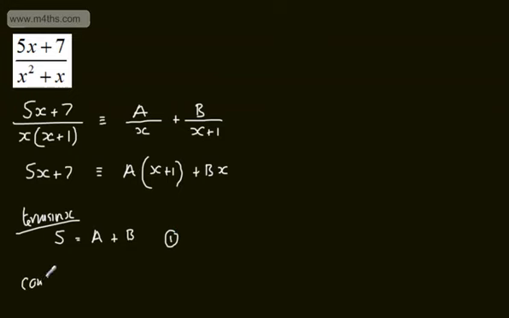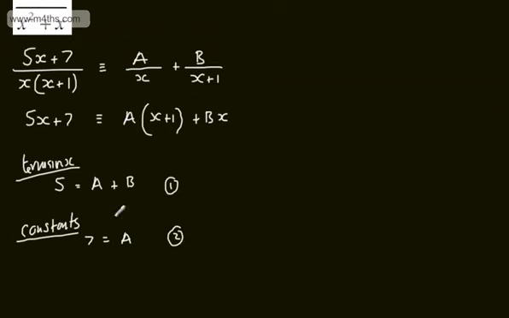I now consider constants. So on the left hand side, I've got 7. On the right hand side, I'm simply going to have a. I've got no constants right here. So I can see that a is equal to 7. And that's equation 2. So if a is equal to 7, we can simply go ahead and sub this in. So we can say that 5 is equal to 7 plus b.